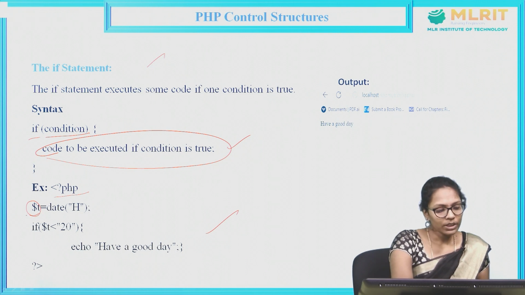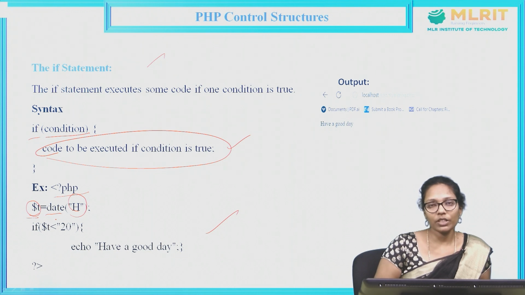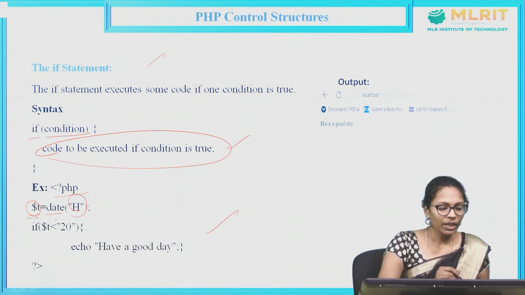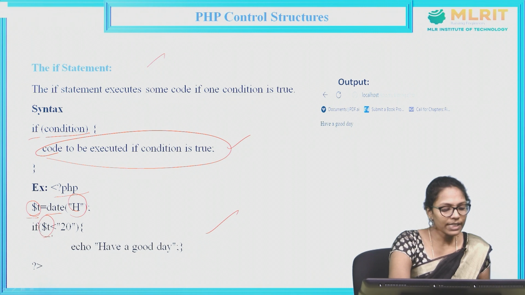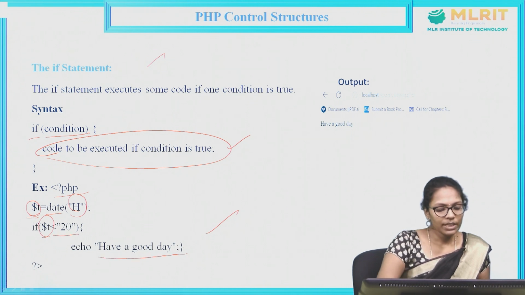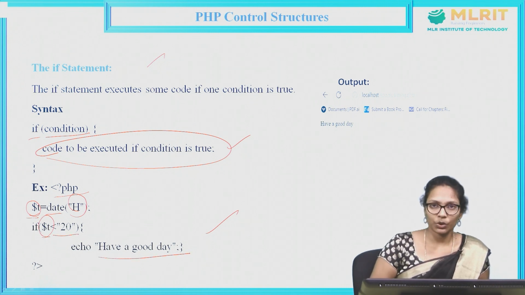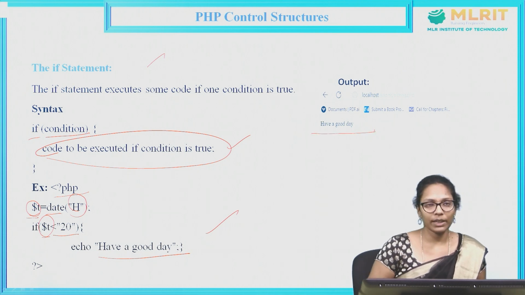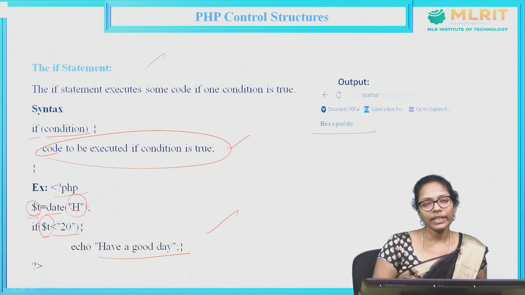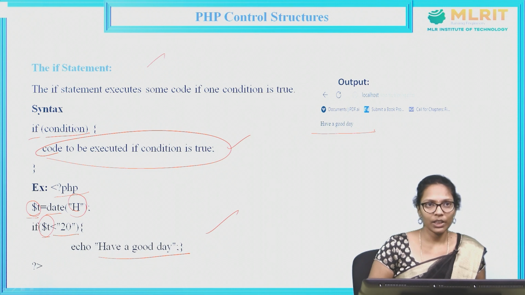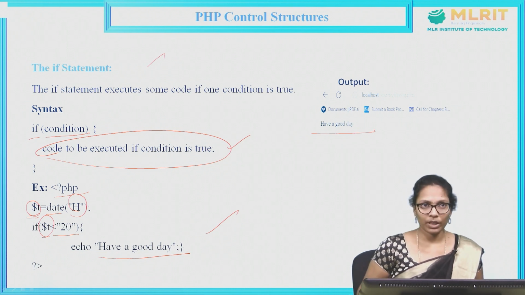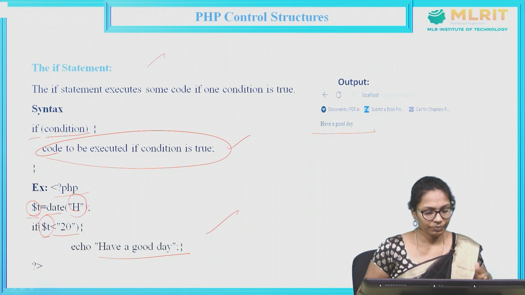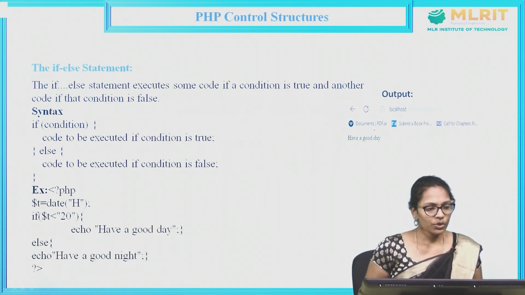Now what is this $t value? It is date of H, so you're calling the date function, but in that date function I'm taking only the hours value. Now check this value. If $t is less than 20, then I'm printing a message: Have a good day. So the output of this program is Have a good day, based on the current time. If the current time is less than 20 hours, it will be printed as Have a good day. Try to execute all these programs once after completing the explanation part. Next is the if else statement.